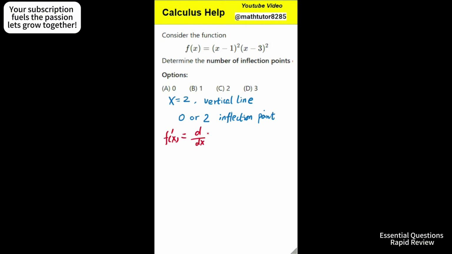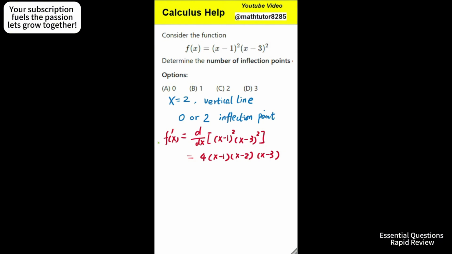Now we differentiate the function. The first derivative turns out to be a product of three terms: x minus 1 times x minus 2 times x minus 3, all multiplied by 4. This derivative tells us about the slope of the curve, but to find inflection points, we need to examine where the concavity changes. That means we need the second derivative.